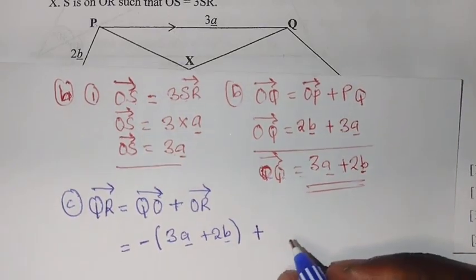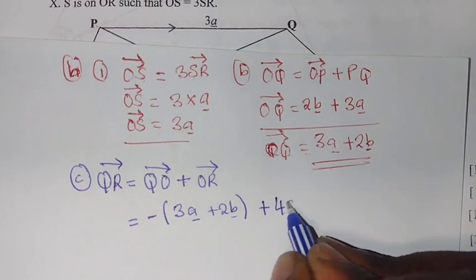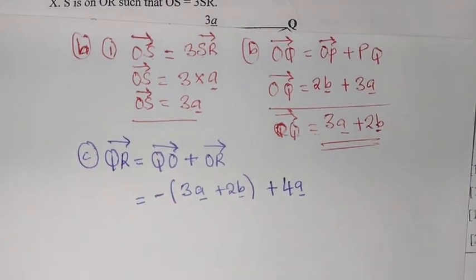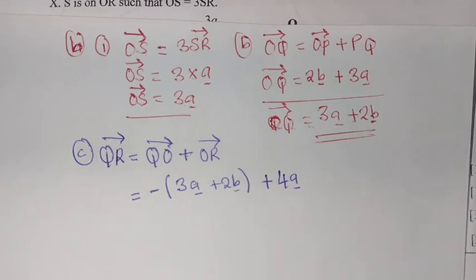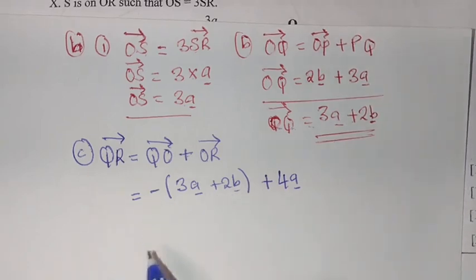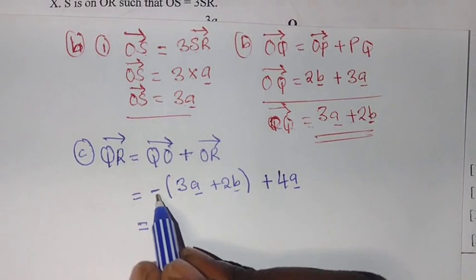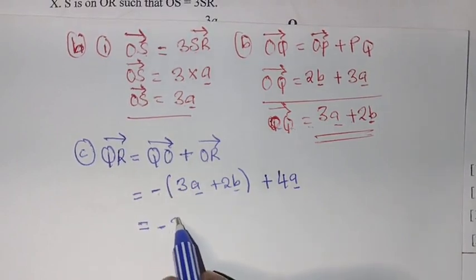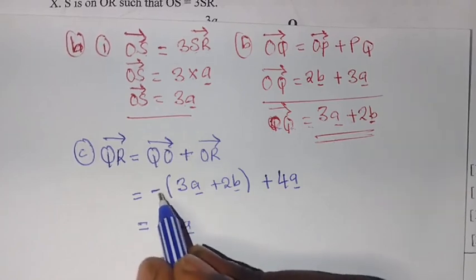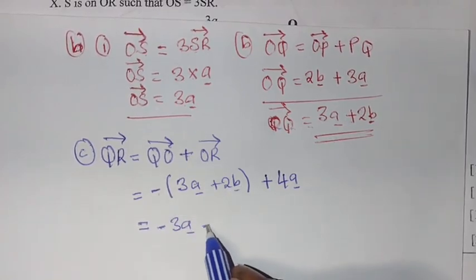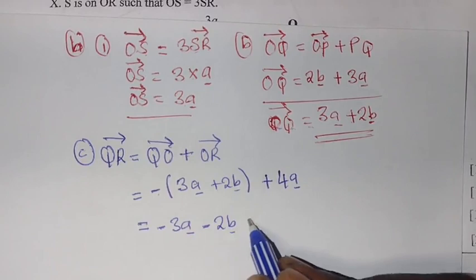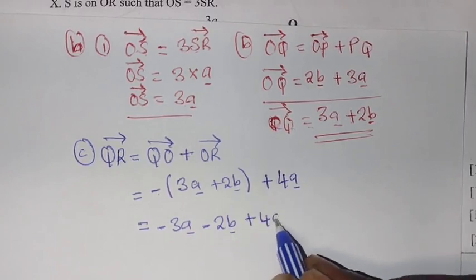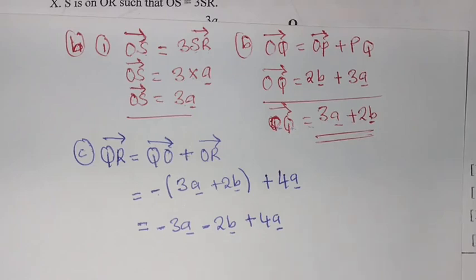So we are having 4A vector. Then from this stage, what you need to do is just open the brackets by multiplying with a negative. So you say negative times 3A, you have negative 3A vector. Negative times positive 2B, you get negative 2B vector. Then plus 4A vector.